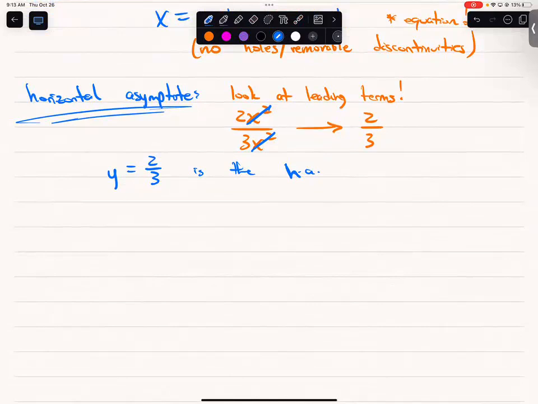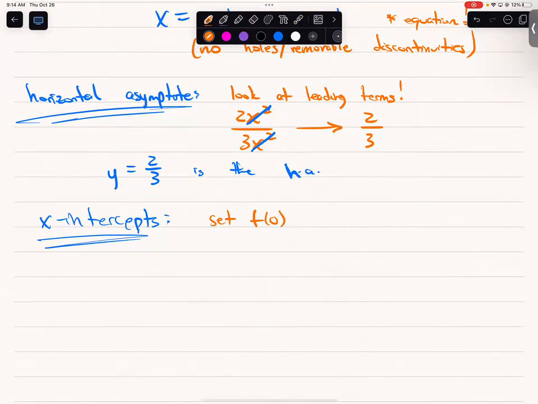Okay, what else? X-intercepts. How do you find x-intercepts? Set the whole thing equal to 0. That's how you always find x-intercepts. That's what x-intercepts are. Now, in practical terms, that means setting the numerator equal to 0.